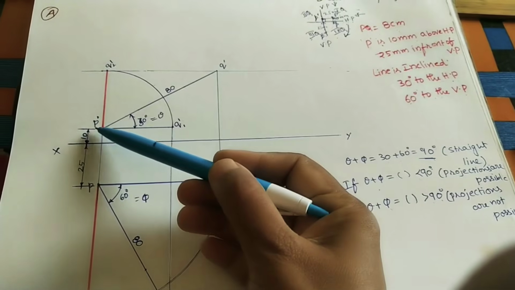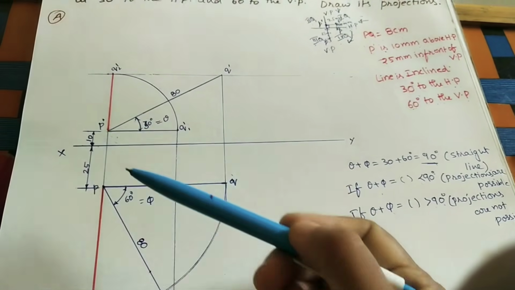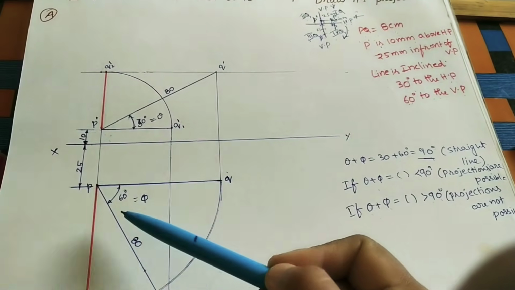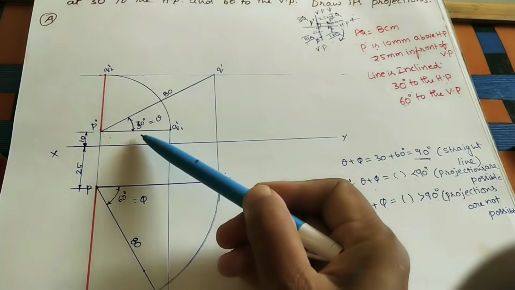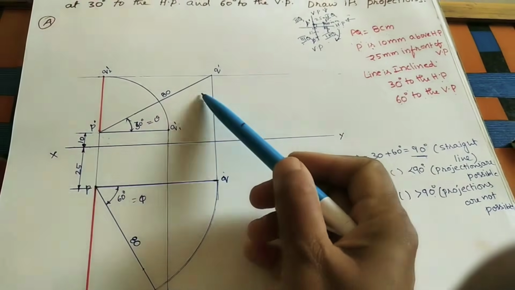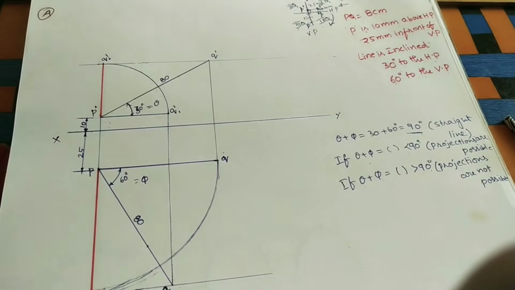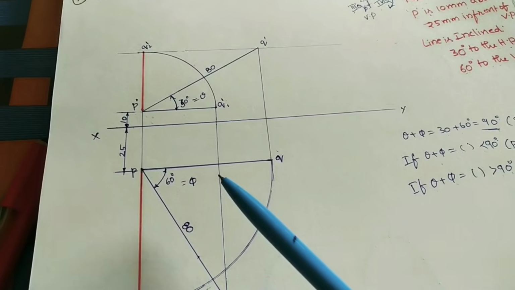Here mark the given dimensions. P position is given as 10 mm above HP and 25 mm in front of VP. Mark the given angles also. Keep the arrows at both sides, and then mark the true length of the line both in the front view and top view. This is the method of doing the projections of a given straight line.